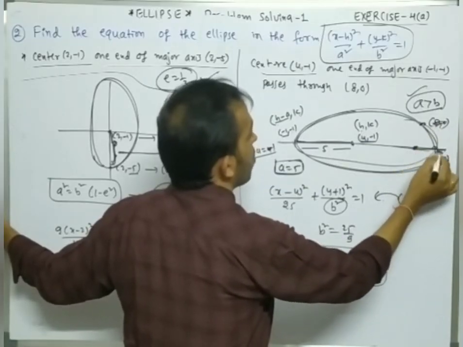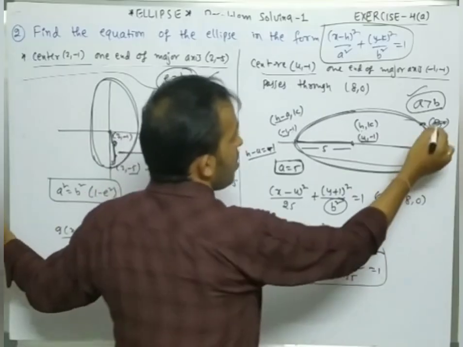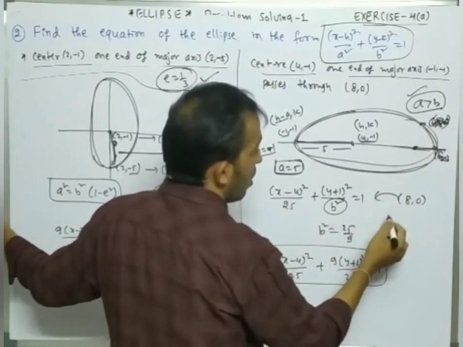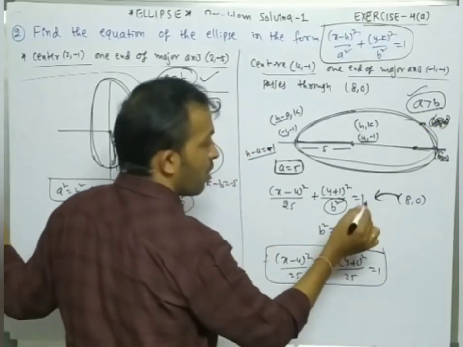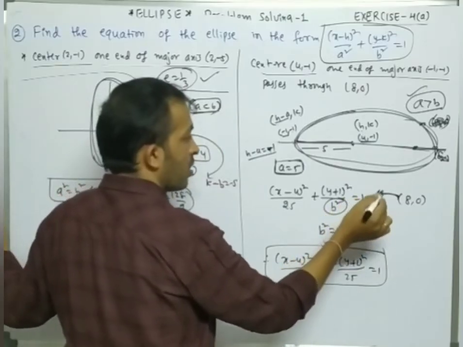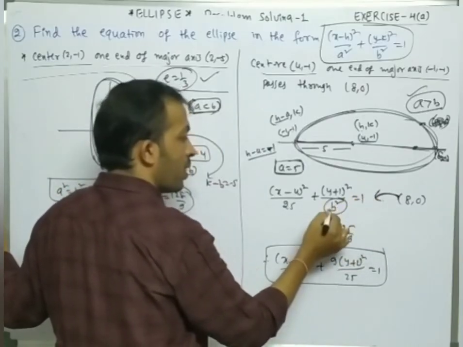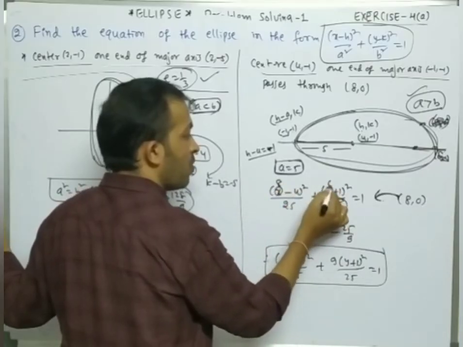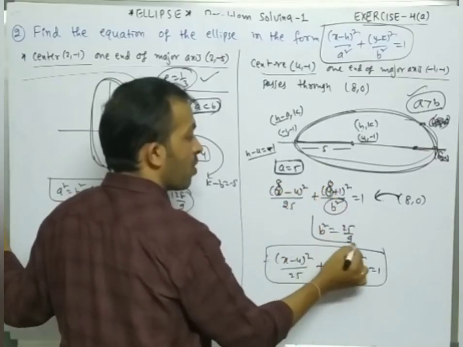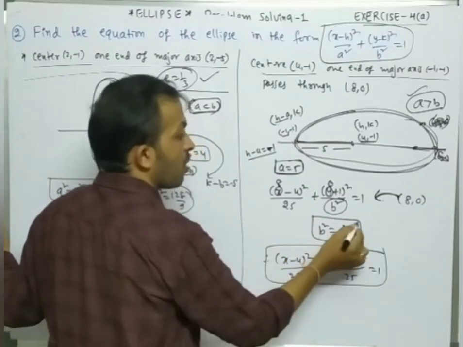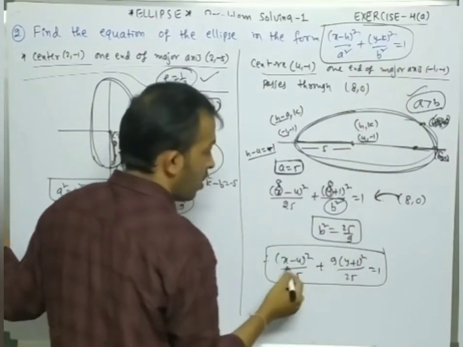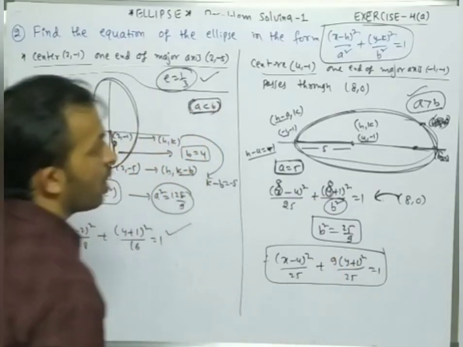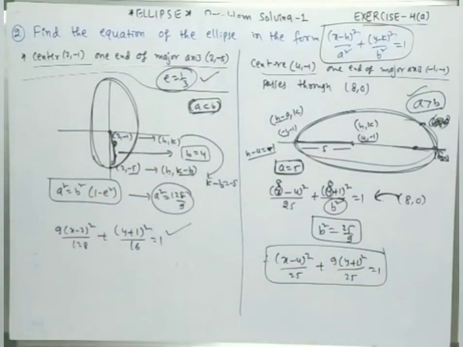8 comma 0 here. So as it is passing through 8 comma 0, it should satisfy that point. So substitute that point in this one, at the place of x 8, at the place of y 0. So you will get b square is equal to 25 by 9. Substitute all those values in this one, you will get the equation. Okay, so like this we can find the equation of the ellipse.